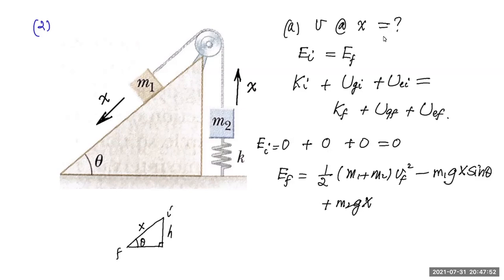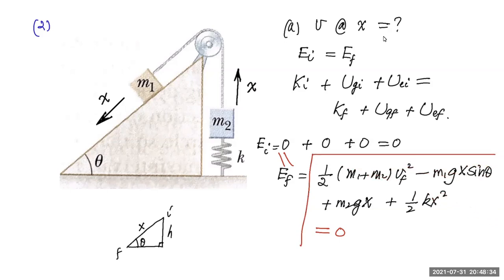Plus, don't forget, the elastic potential energy in the final state. Now, in the final state, when m2 goes up by distance x, the spring has been stretched by the same amount. So the final potential energy for the spring is 1/2 kx squared, right? And since E initial is equal to E final, I'm going to equate them. All right, so therefore, I end up with the following: E final equals E initial, and that's 0. Okay, so I'm going to isolate that out.